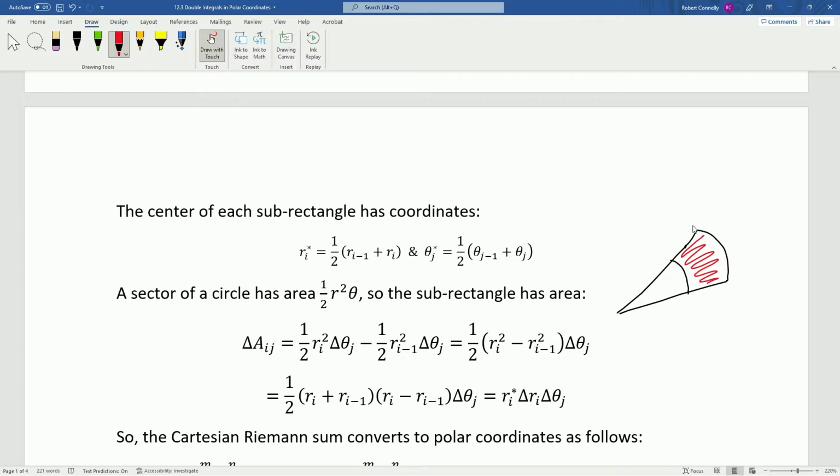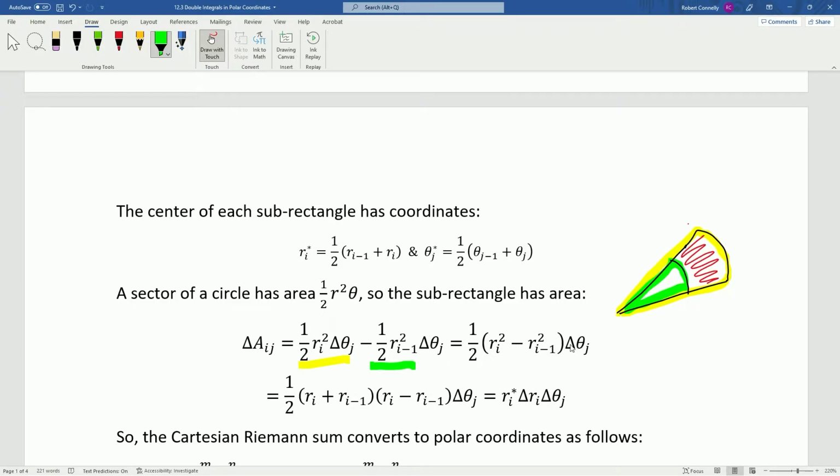So you take the area of the sector of the circle that we're highlighting in yellow here, and you're subtracting the area of the smaller circle sector here. And when you subtract those two areas, what do you get left? You get left just the area of the polar rectangle. So 1/2 times r sub i squared times delta theta sub j minus 1/2 r sub i minus 1 squared times delta theta sub j.